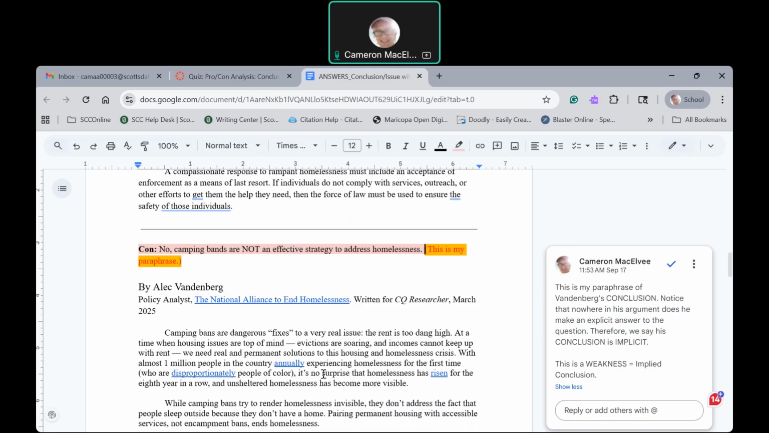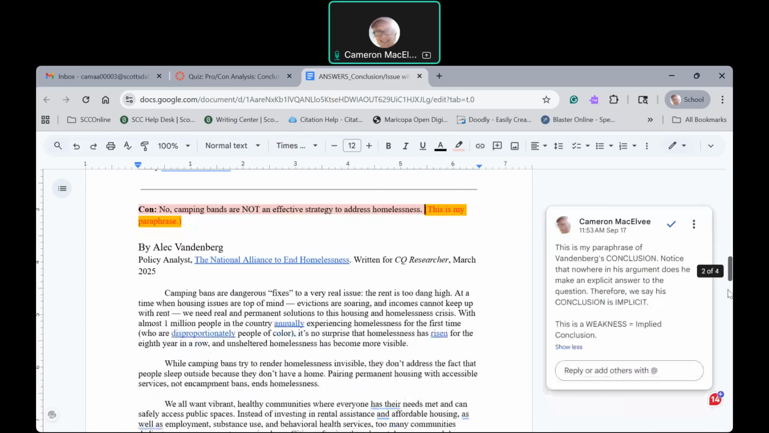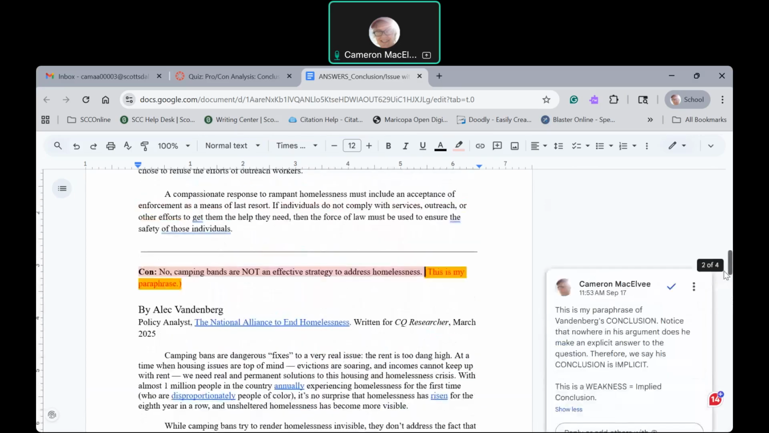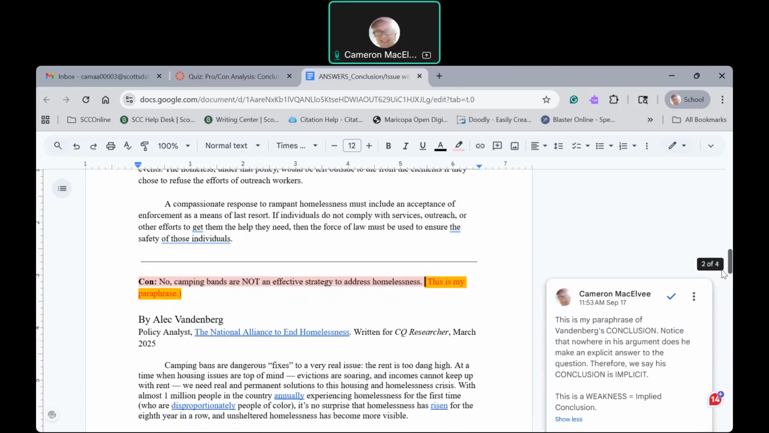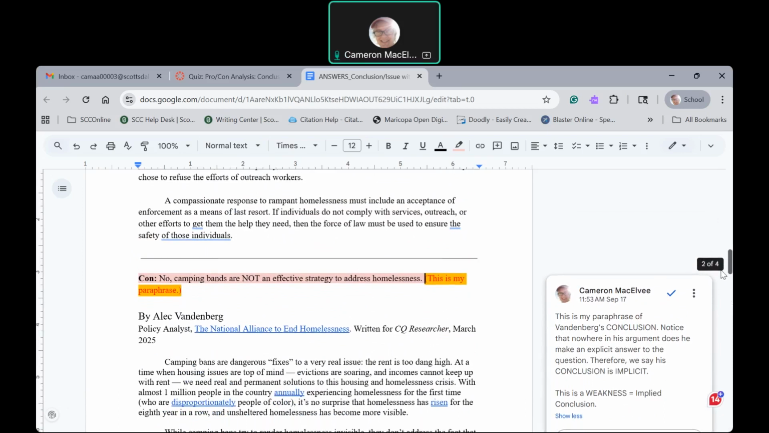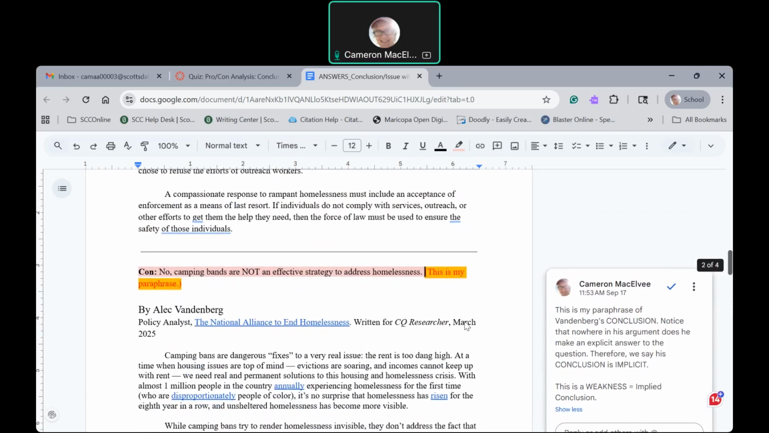So because it's implicit and because it doesn't have, even within his text, the explicit issue, that's going to be a weakness. There wouldn't really be a mismatch, I would say, because even though it's implicit and it's within the pro-con document in the CQ Researcher, we would say he is addressing, notice it's written for the CQ Researcher, the question that was asked of him.